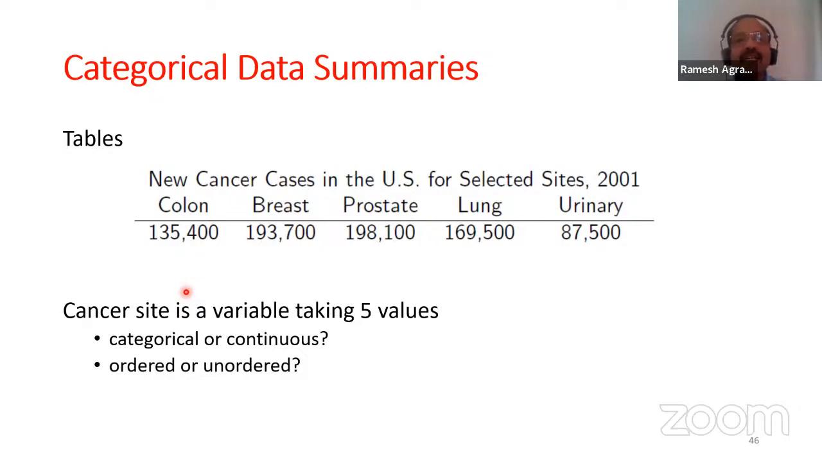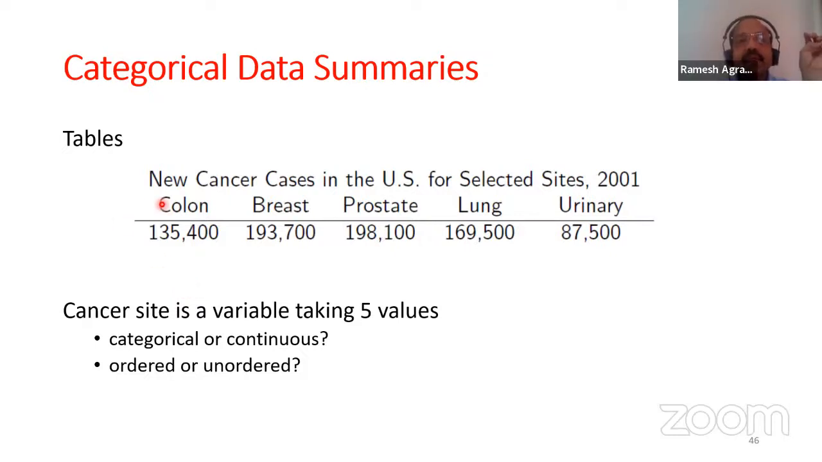Type of cancer, it is taking 5 different values. So will you describe it as categorical or continuous? Categorical. Categorical, you're right. Good. Okay.